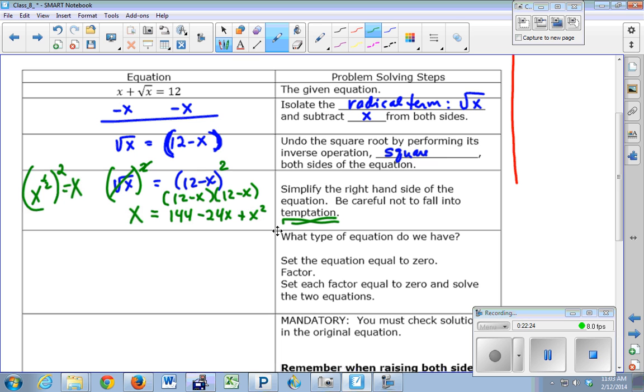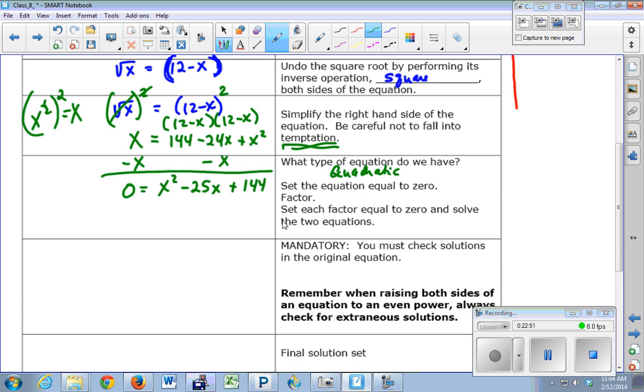Now, what kind of equation do you have looking at you? Quadratic, because the highest power you see is 2. So to solve a quadratic, you set one of your sides equal to 0. So let's subtract x from both sides. And we get 0 equals, and I'm going to rearrange this with the highest power first. I'm going to put my x squared first, minus 25x plus 144.